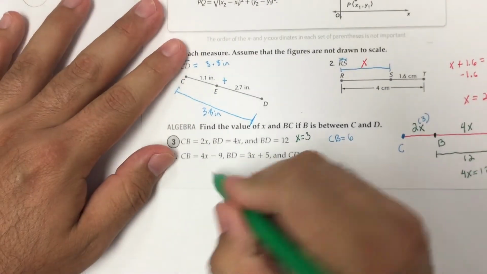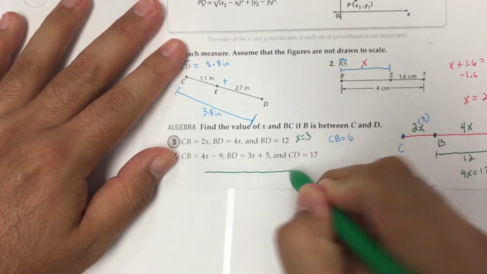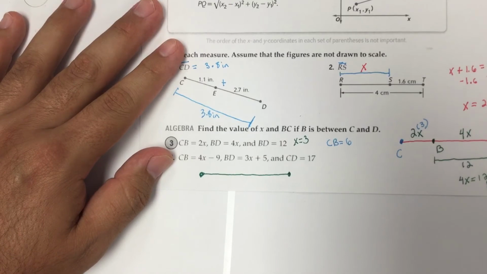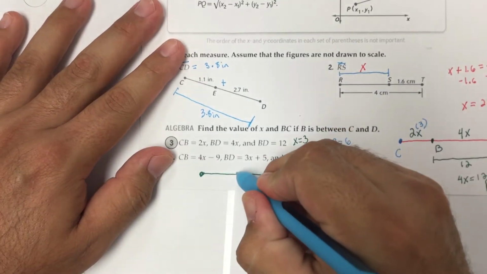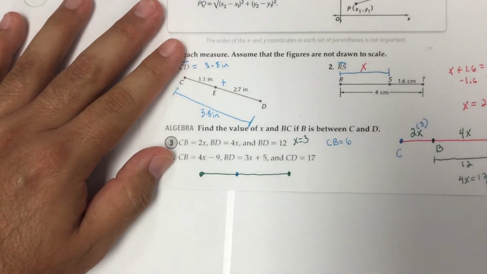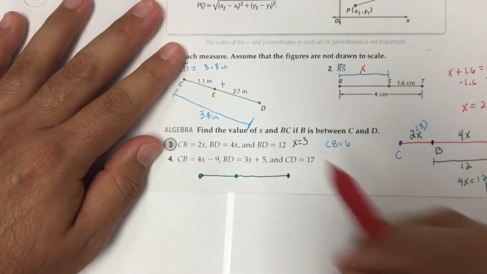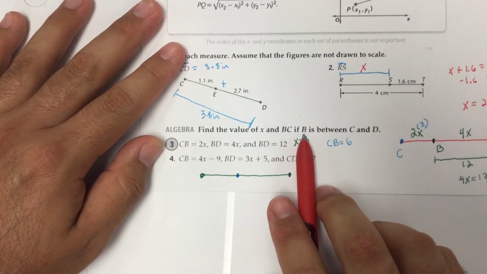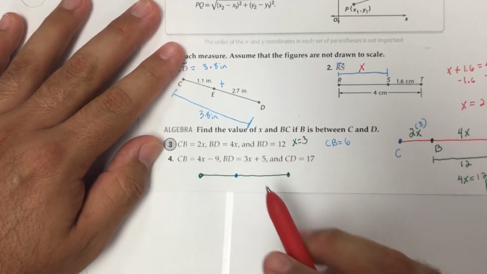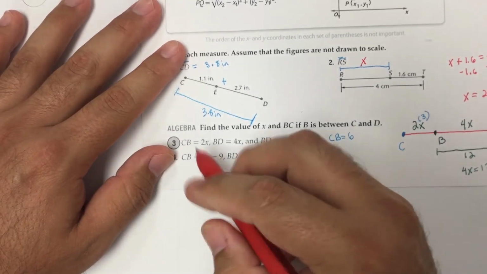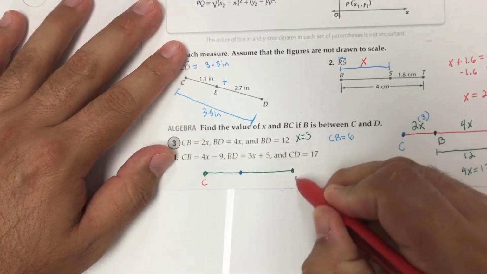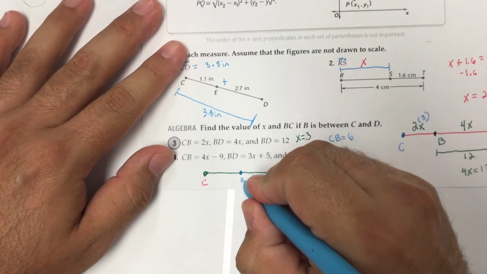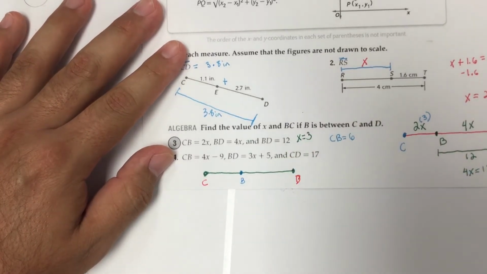I'm going to go ahead and do the same thing. Here's my line segment. So you see it as a picture. I'm going to go ahead and put the point kind of right here. Again, it's not drawn to scale because I don't know my outcome yet. Okay, again, find the value of x and BC if B is between C and D. Doesn't say halfway, it just says somewhere in between. So here's C, here's D, and here's the situation where I'm going to put B. Okay, so there's C and D.